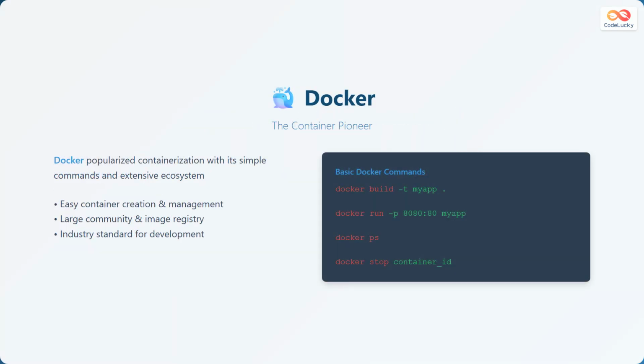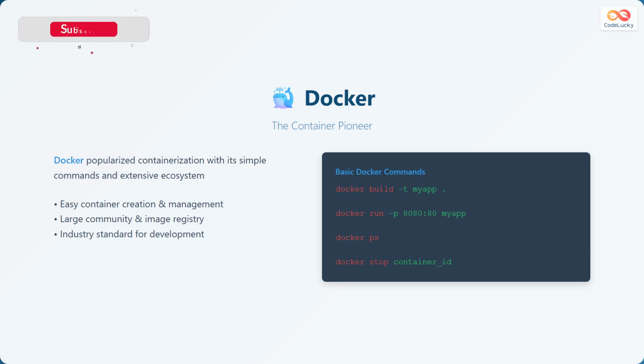First up, we have Docker, which is often considered the pioneer of modern containerization. Docker popularized containerization by providing very easy-to-use commands and an extensive ecosystem. Docker makes it easy to create and manage containers, and it has a large community with extensive resources, and is generally considered an industry standard for development.